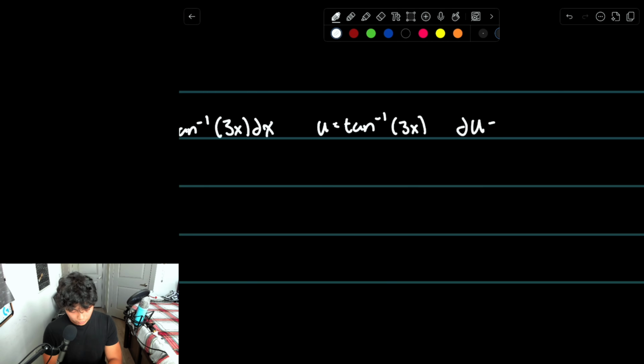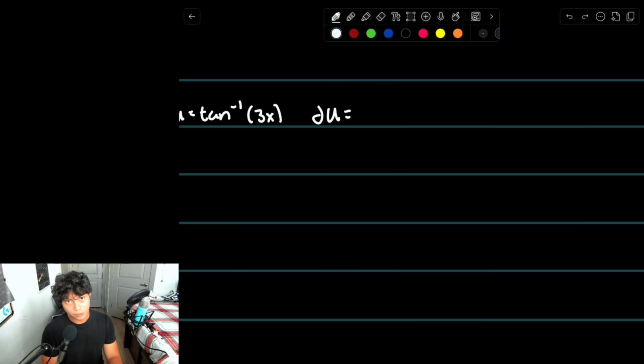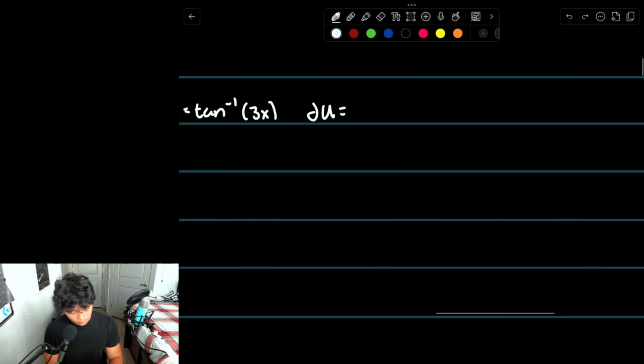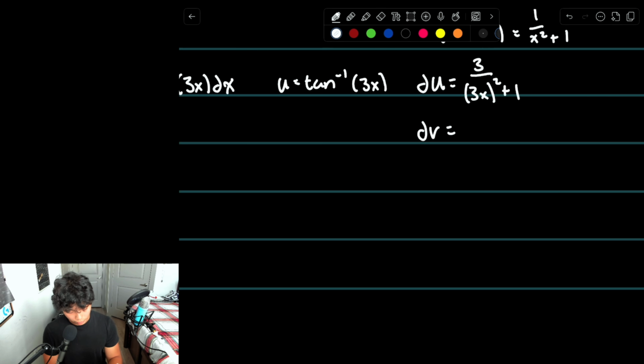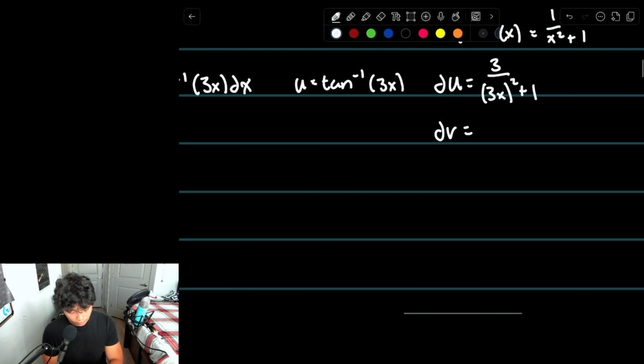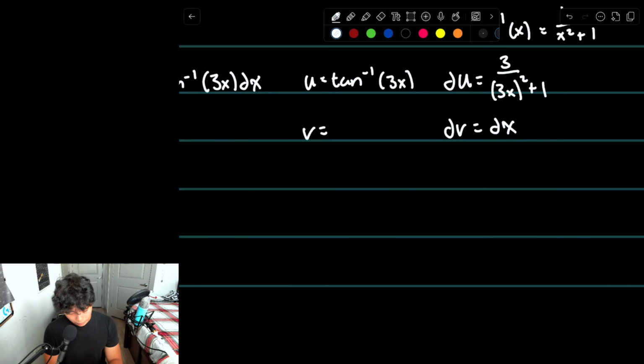and then our du would just be the derivative of that, which if you don't know your inverse trig derivative identities, just know that the derivative of inverse tangent of x is equal to 1 over x squared plus 1. So using chain rule, we know our answer is going to be 3 over 3x squared plus 1. Now our dv is going to be the rest of it, which is just simply dx. Or you could write 1 dx if that helps as well. Our v is going to be the integration of 1, which is just simply x.